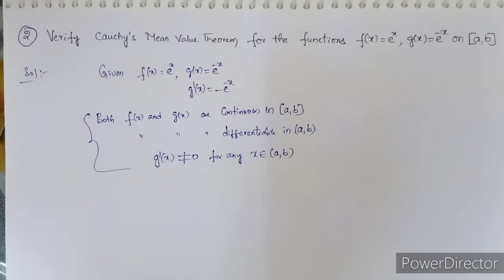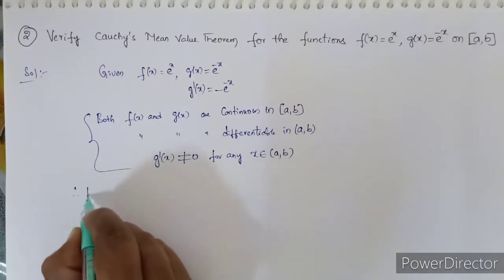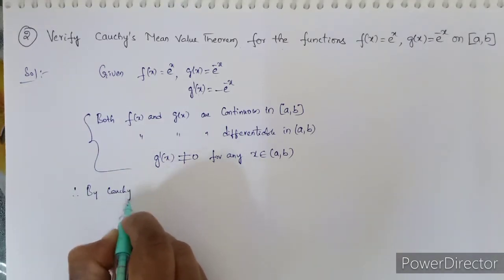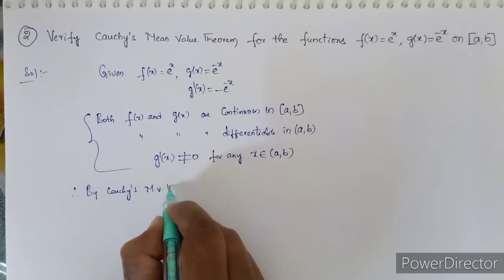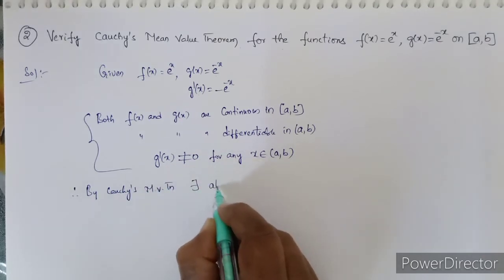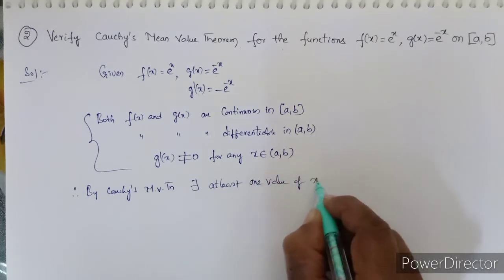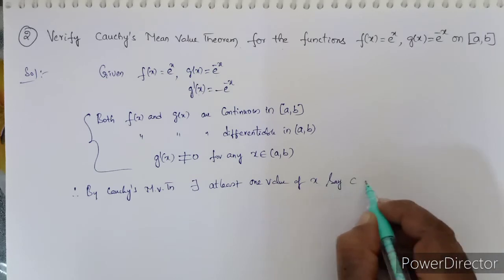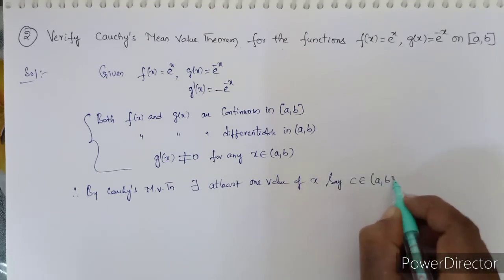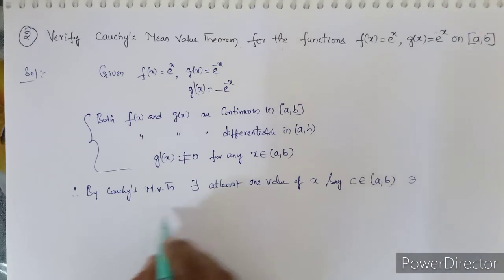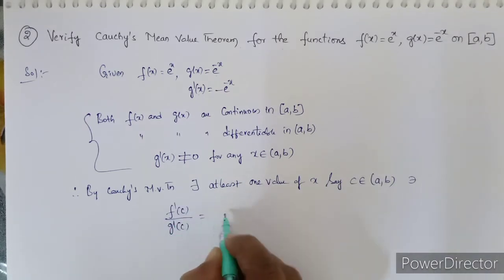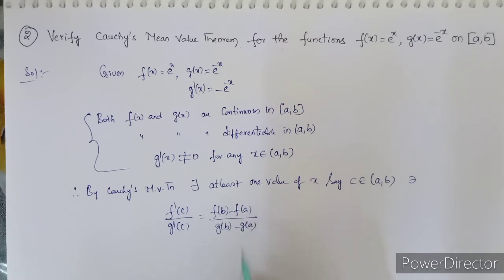Three conditions are satisfied. Therefore, by Cauchy's mean value theorem, there exists at least one value of x. We call this as C. Say C belongs to the open interval a comma b such that f dash c by g dash c is equal to f of b minus f of a by g of b minus g of a.